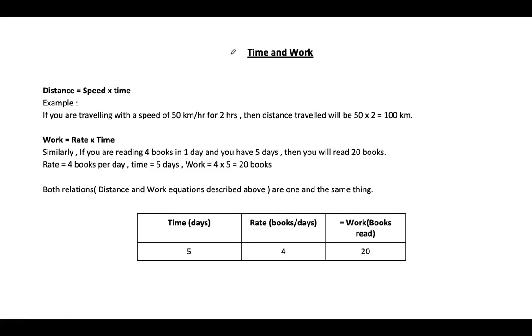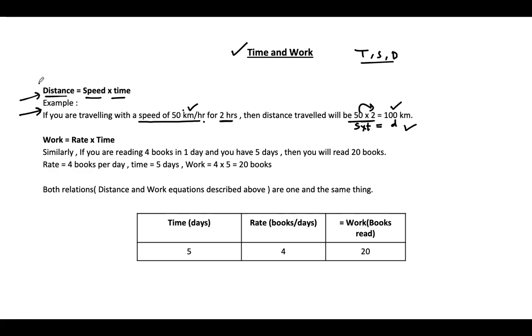All right, the first topic is time and work. Distance is equal to speed into time. If you want to remember this formula, remember this example. If we are traveling with a speed of 50 kilometers per hour, that means in 1 hour we travel 50 kilometers. So in 2 hours, how much will we travel? 50 into 2 is equal to 100. So this is nothing but distance is equal to speed into time. So time and work, time, speed, distance are one and the same thing.